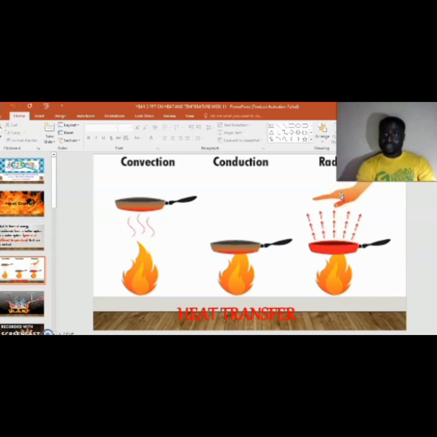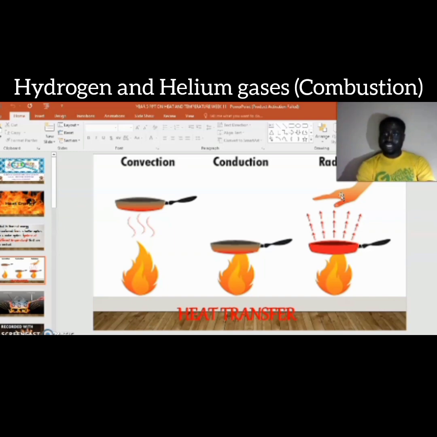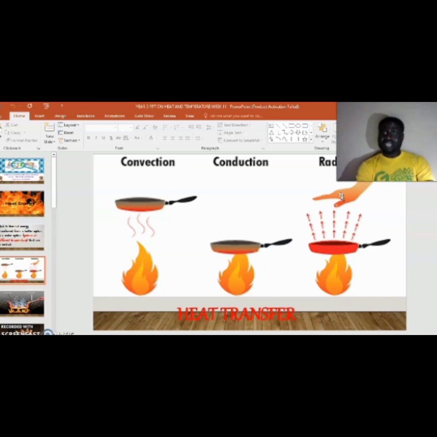A very good example of this form of transfer is the transfer of heat and light energy from the sun, which is solar energy. Now, solar energy, when it burns hydrogen and helium gases, produces light and heat, and it reaches the earth in 8 minutes. The vacuum or the space which the heat and the light pass through to reach the earth is what we call radiation. We can also call solar energy radiant energy, from the word radiation. So summarily, heat is transferred through solid objects by conduction, through liquid substances by convection, and through vacuum or space by radiation.